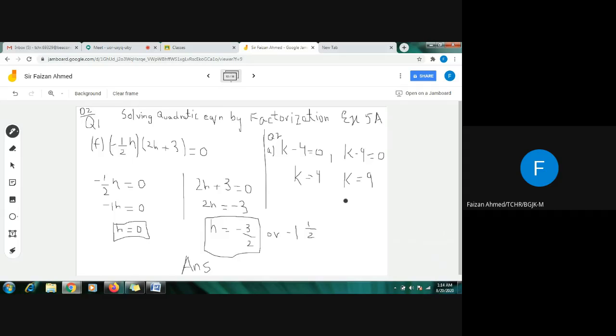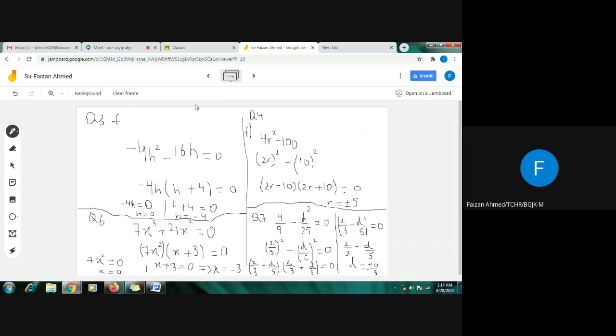Since we are solving, we know that solving means we have to find the value of the variable. So basically this is a quadratic equation, so there will be two answers. The first value of k is 4 and the second one is 9.